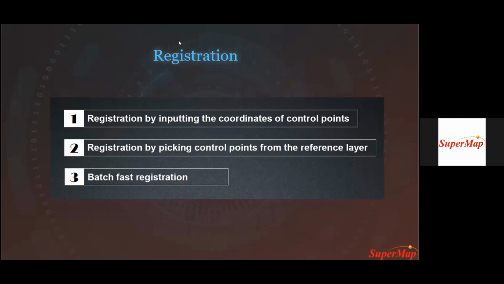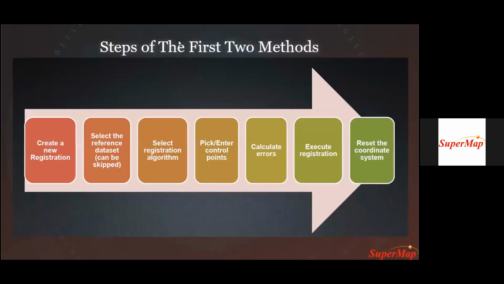And this is a workflow for the first 2 methods, which we will learn today. So we will create a new registration, select the reference data set. This can be skipped if you don't have. And the third one is select the algorithm, pick or enter control points, calculate error, execute registration, and finally we will obtain a data that has a coordinate system.